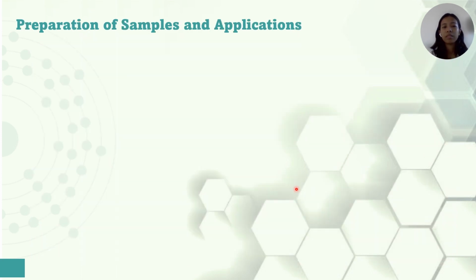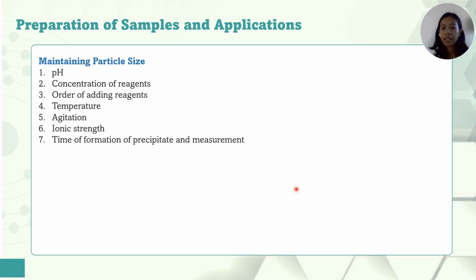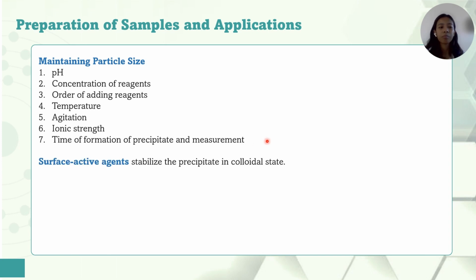How can samples for turbidimetry and nephelometry be prepared? Scattering particles are prepared by precipitation. In maintaining the particle size of samples and standards, the parameters that can be controlled include the pH, the concentration of reagents, the order of adding reagents, temperature, agitation, ionic strength, and the time of formation of precipitate and measurement of the scattered light. Surface active agents stabilize the precipitate in a colloidal state. Examples of these agents include dextrin, gelatin, and glycerol.